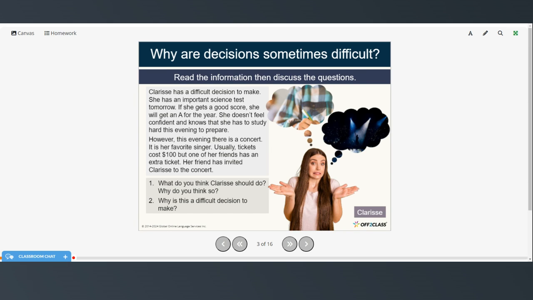Clarice has a difficult decision to make. She has an important science test tomorrow. If she gets a good score, she will get an A for the year. She doesn't feel confident and knows that she has to study hard this evening to prepare. However, this evening there is a concert. It is her favorite singer. Usually tickets cost $100, but one of her friends has an extra ticket. Her friend has invited Clarice to the concert. What do you think Clarice should do, and why do you think so? And why is this a difficult decision to make?